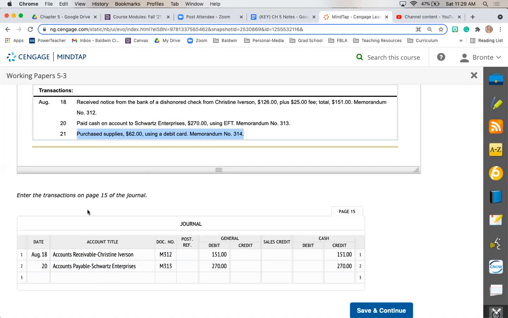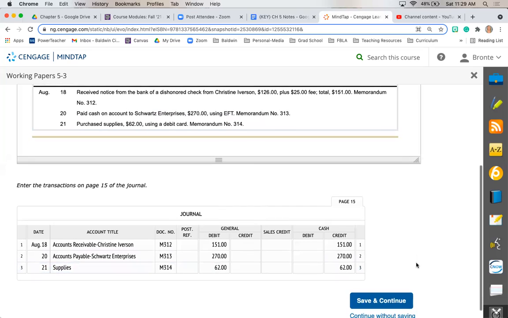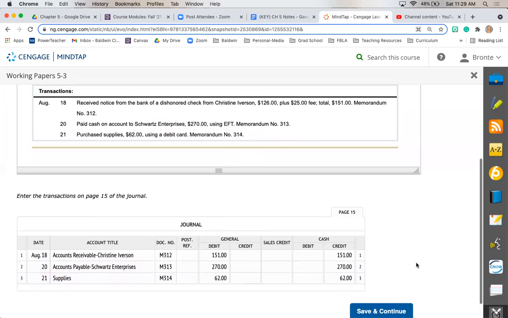All right, last one, we purchased supplies, $62 using our debit card instead of writing a check. Memorandum 314. 21st. Supplies is one account. Supplies is increasing by $62. We're gaining $62 worth of supplies. We are also losing cash because we used our debit card to purchase the supplies. Okay, that is 5.3. Make sure you do the on your own in any terms.